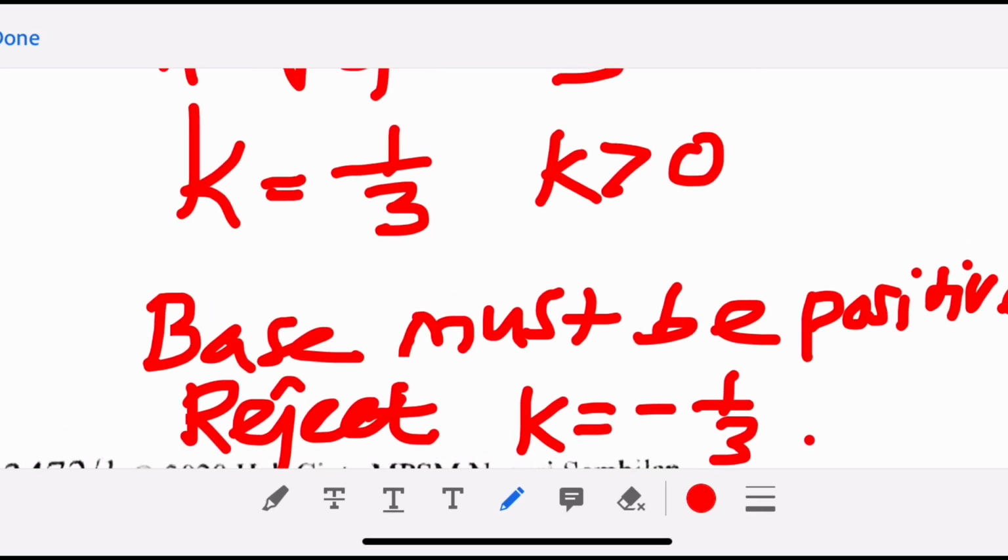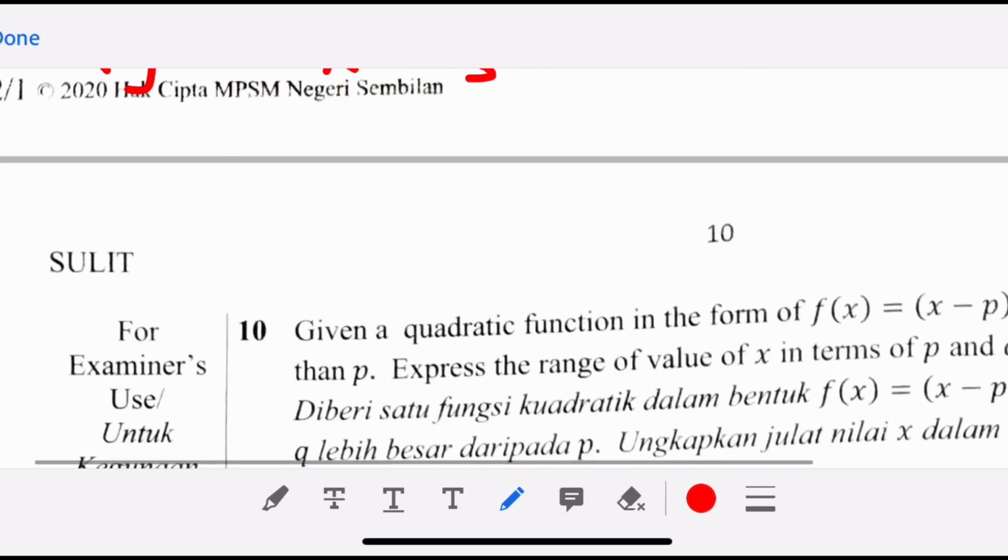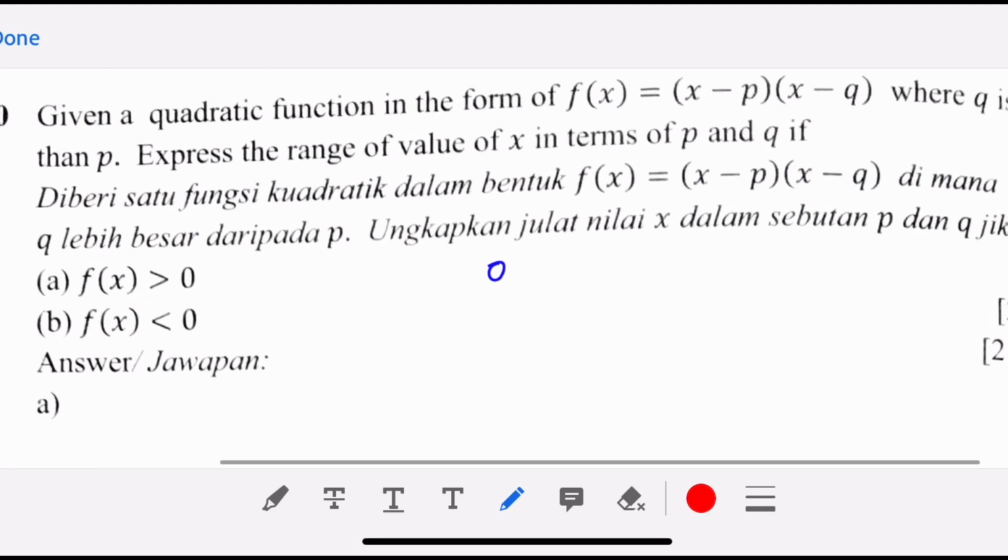Okay, so now we'll proceed to the next question, which is about the quadratic function again. This topic is about the range of the values of x in terms of p and q. That is what you want to find. For quadratic functions, many students are very weak, so now I want to focus on this topic.